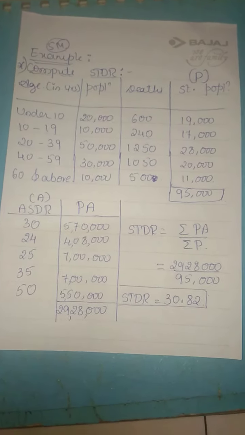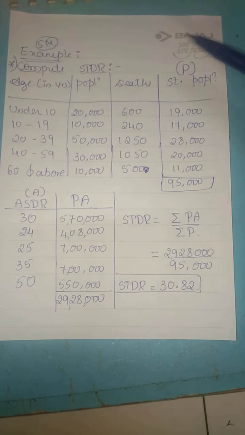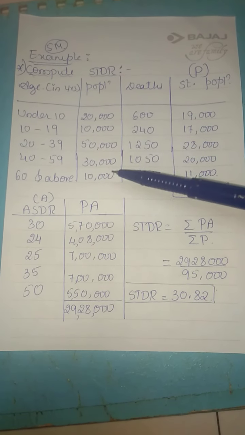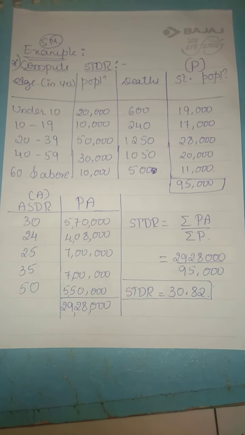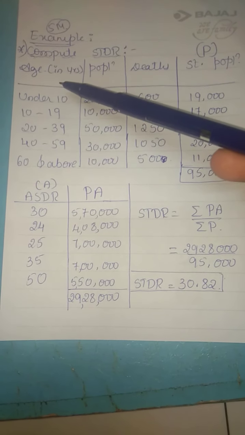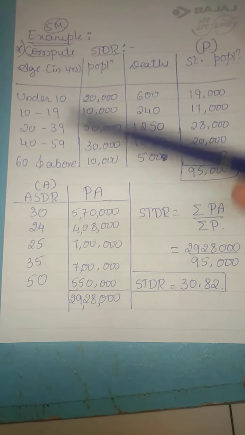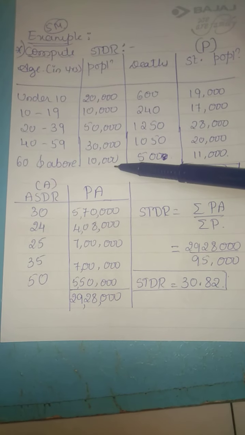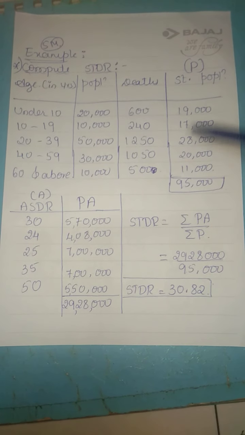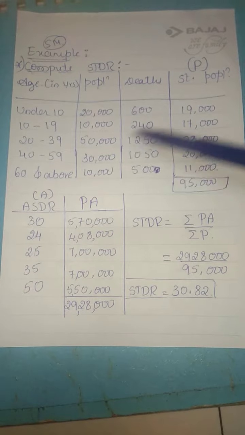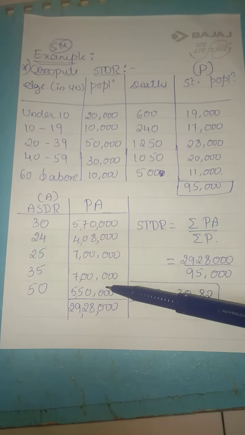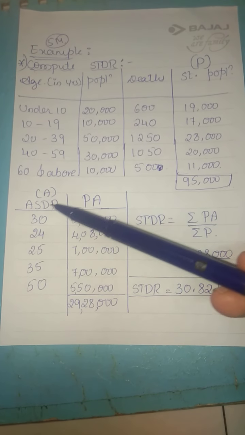I have considered only one example today, that is for 5 marks. I am calculating only for one population here. The same calculation will be there for two different populations. They'll give you age group in years, population, deaths, and standard population. Here standard population and population are different. These two columns you have to prepare, that is ASDR, age specific death rate.